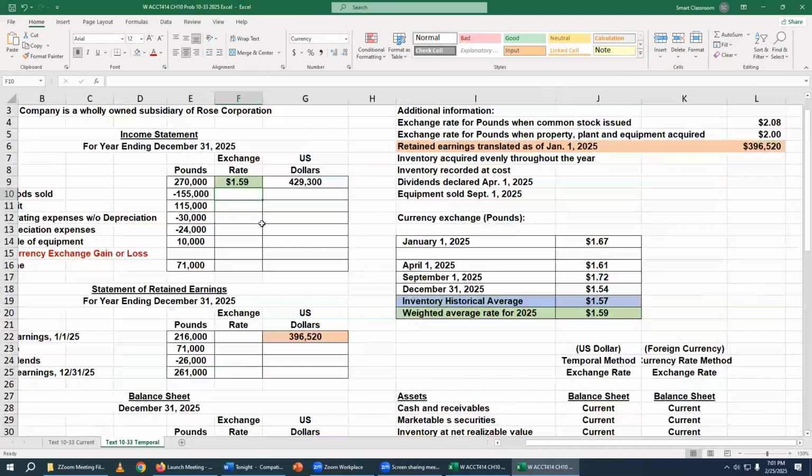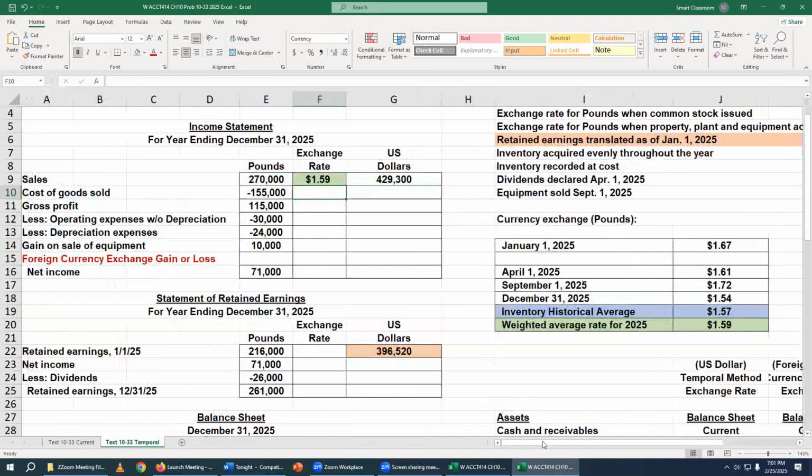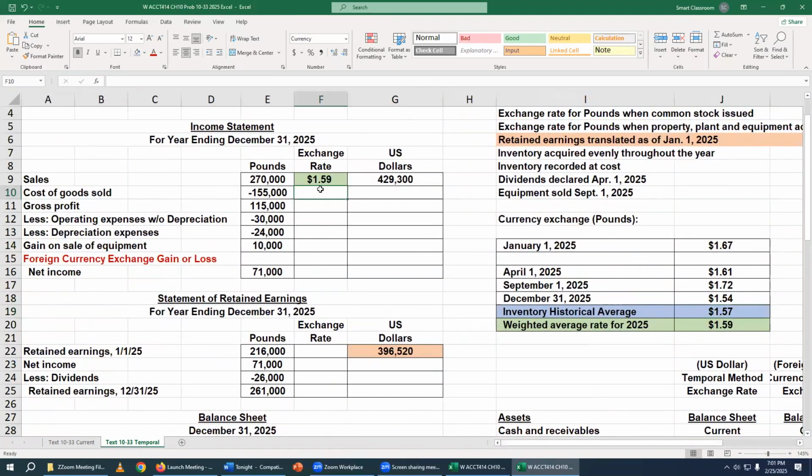Are these colors too dark? Can you guys see them? No, they're fine. Okay. It's kind of funny because on my screen they look really dark, but on the projector over here they look okay.